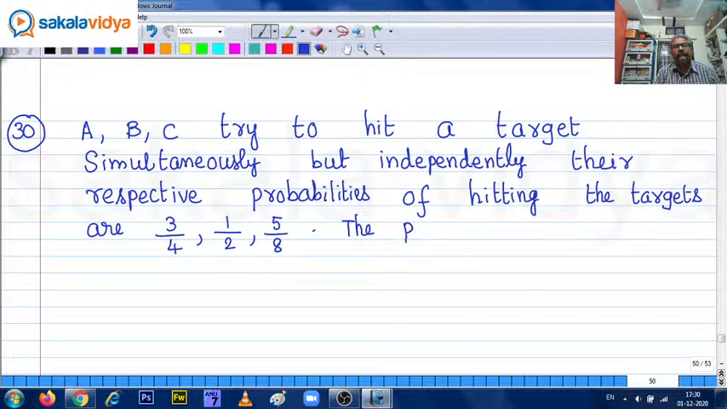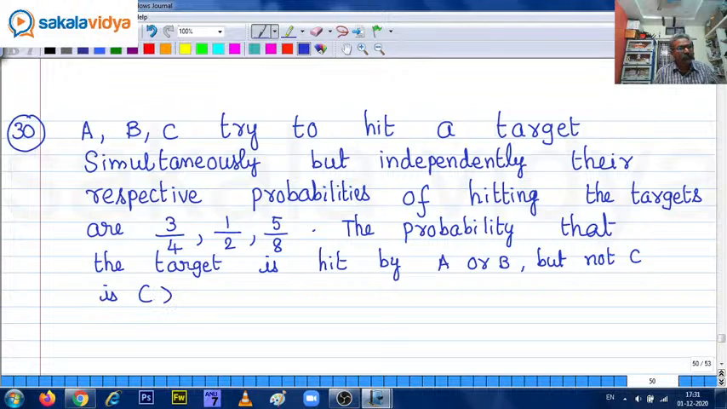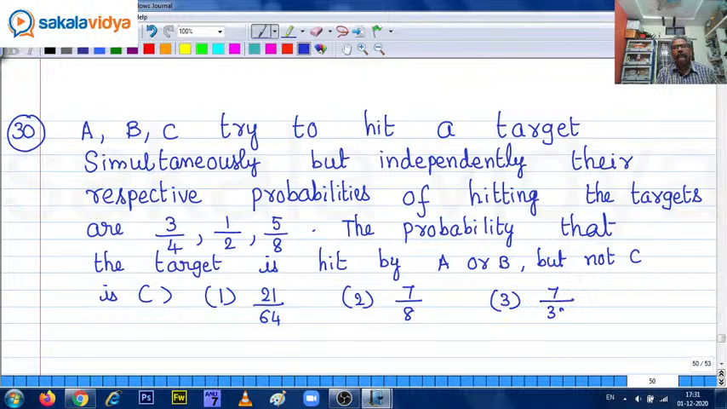The probability that the target is hit by A or B but not C is: 21 upon 64, 7 upon 8. Third one, 7 upon 32. Fourth, 9 upon 64.